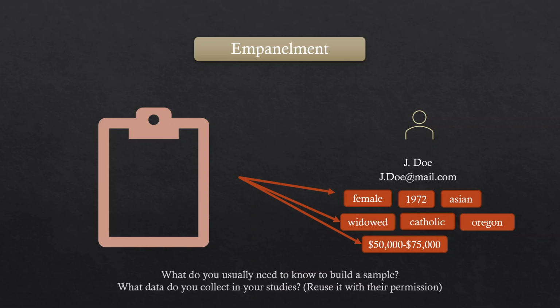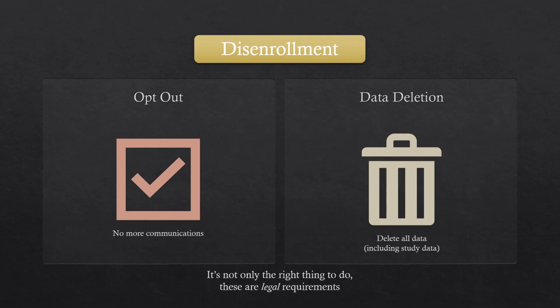The second question you want to answer about your research is, what data do you usually collect in your studies? Because you can reuse it with people's permission. So if you're always asking people for their gender, you might as well collect it in the empanelment and then ask to reuse it in the particular study. If you're always researching people based on their religious identity, you're a religious sociologist or a psychologist of religion, you'll want to collect religion in your empanelment survey.